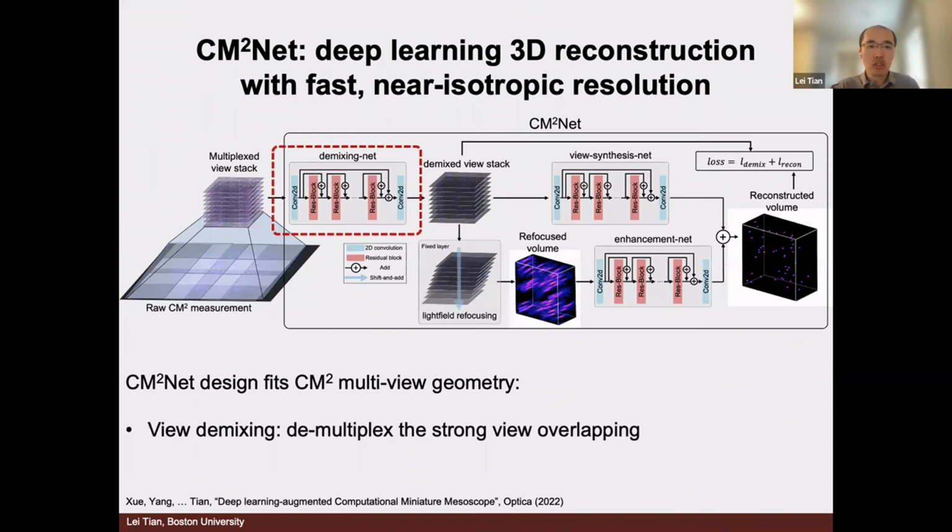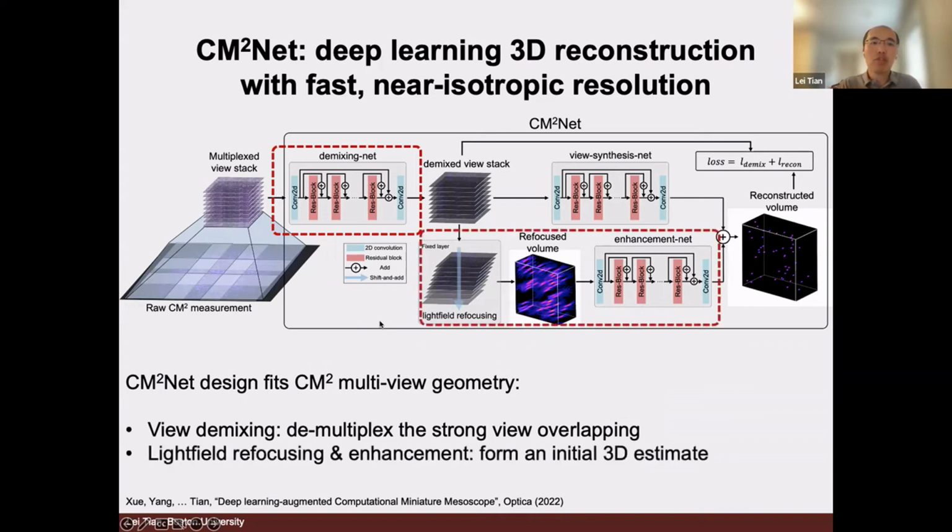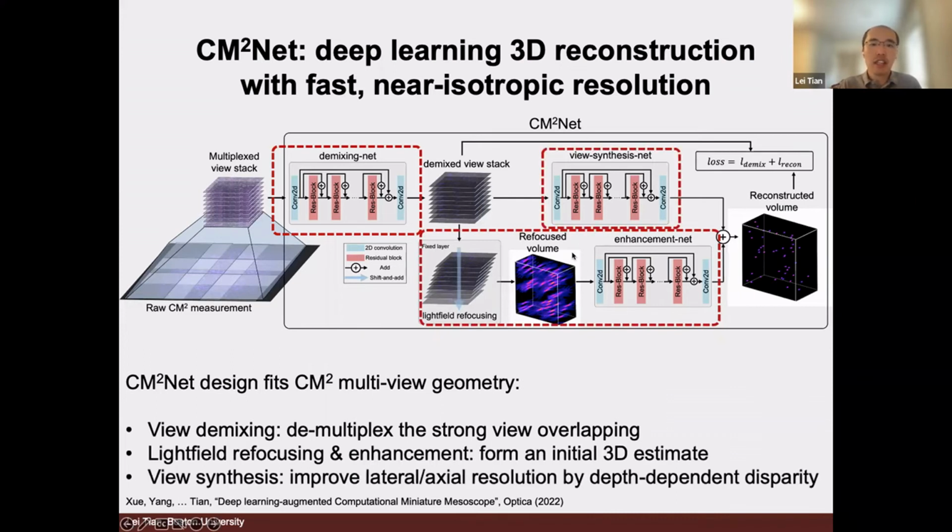More details are in this paper, but just to say that this network, called CM2Net, has a modular design. It has 3 parts. One is a view demixing net, which essentially splits this 3 by 3 view into its own views. Then we perform some kind of light field inspired reconstruction. One part does the light field refocusing and then enhancement. The other does view synthesis. I'm not going into too much detail on these networks. We did extensive ablation studies and showed that this modular design works really, really well for this kind of application.